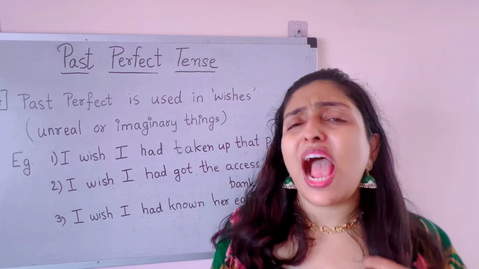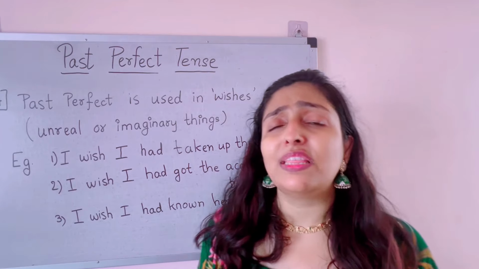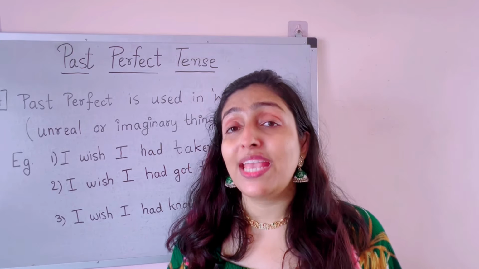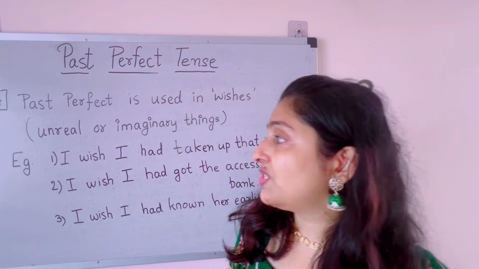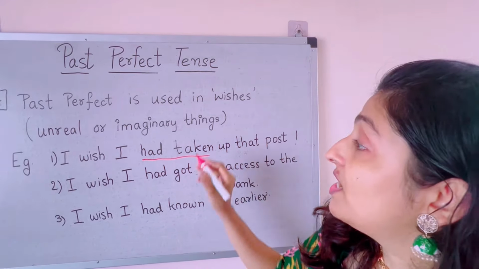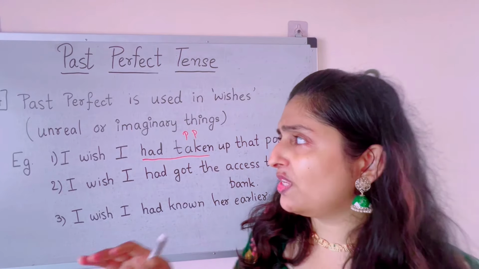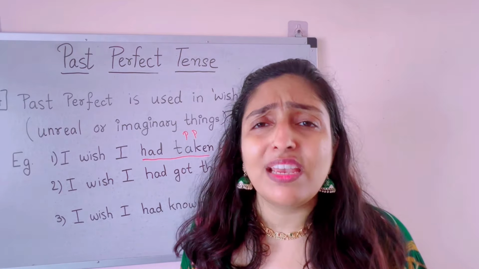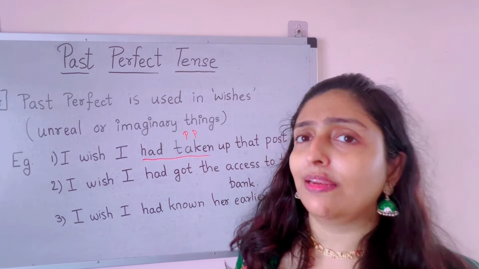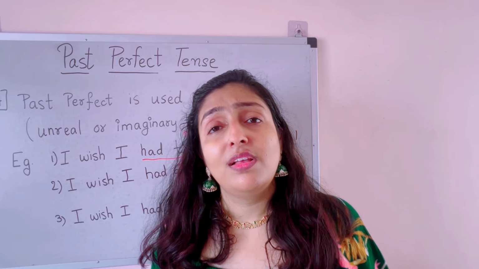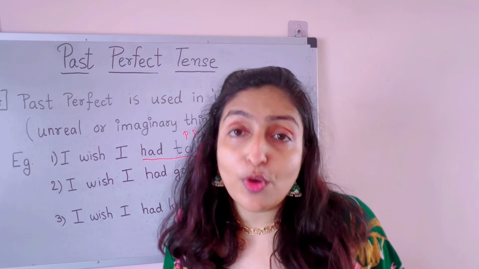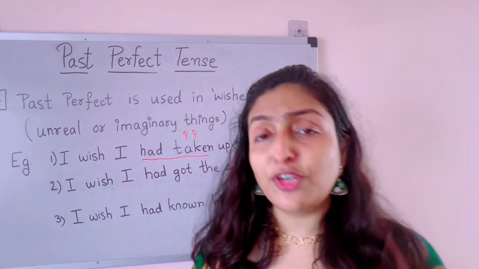To be precise, unreal or imaginary things or impossible things, the things which you cannot change anymore. Let's look at the examples. I wish I had taken up that post. So this is in past perfect. This is just a wish which is not going to be granted or not going to materialize. Not going to happen. I wish I had taken up that post. Already the election is over. The post has already gone to someone else. Now there's no use sulking. Nothing you can do about it.